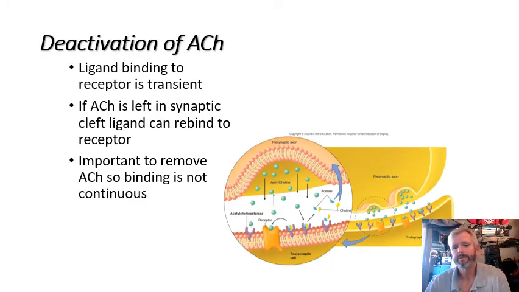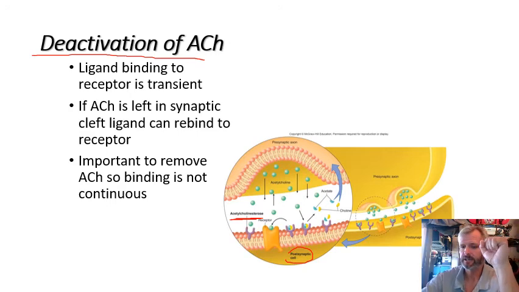All right, so deactivation of acetylcholine. We already saw a bit of this. Acetylcholinesterase is an enzyme that is embedded in the membrane of the postsynaptic cell. And what does that do? It cleaves the acetylcholine molecule into acetate and choline.